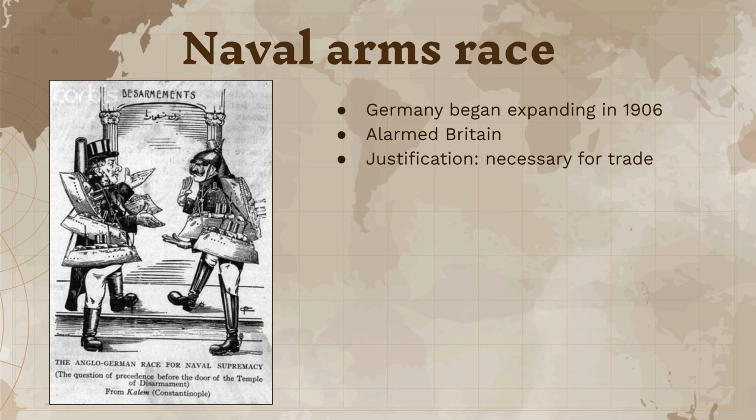Now let's talk about the naval arms race. Germany began expanding its navy in the early 1900s, particularly after 1906. Britain, which depended on naval supremacy for security and trade, saw this as a direct threat. The possibility of a powerful German fleet in the North Sea increased hostility and competition between the two nations. Kaiser Wilhelm II justified the expansion as a necessity for protecting German trade interests.